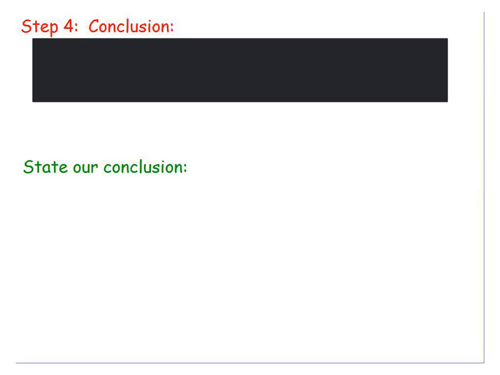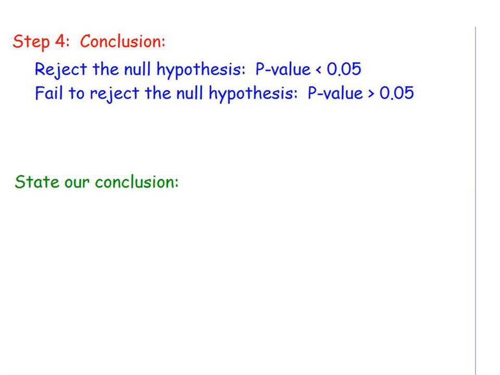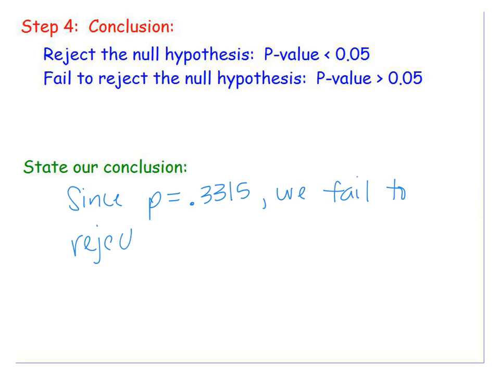Just like the first time we did hypothesis testing, state our conclusion, and it's the exact same rules as before. We are going to reject the null hypothesis if our p-value is less than 0.05, and we're going to fail to reject our null hypothesis if our p-value is bigger than 0.05. So since p was equal to 0.3315, that is most definitely bigger than 0.05. We fail to reject the null hypothesis.